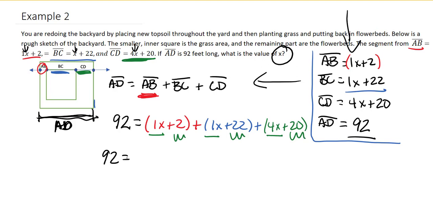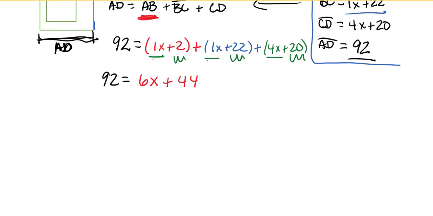So 92 is equal to, well, we're going to add up the x's. So we have 1x plus 4x. Well, we just add up the coefficients because x stays the same. So we have 1x plus 1x, so that's 2, plus 4 is 6. So we just have 6x. And that's it for the x's. And then now we need to add the numbers. So we have 2 plus 22, so that's 24 plus 20, which would be 44. So now we have 92 is equal to 6x plus 44.